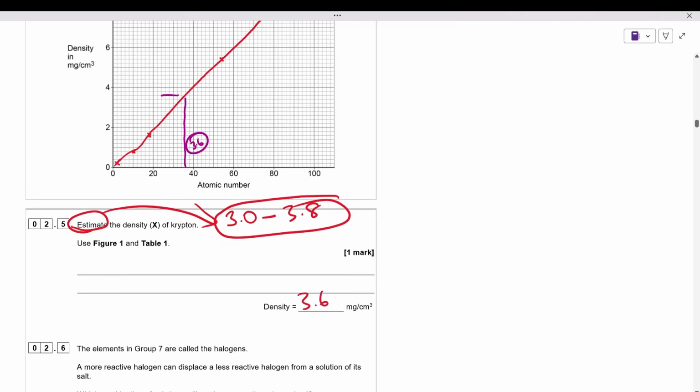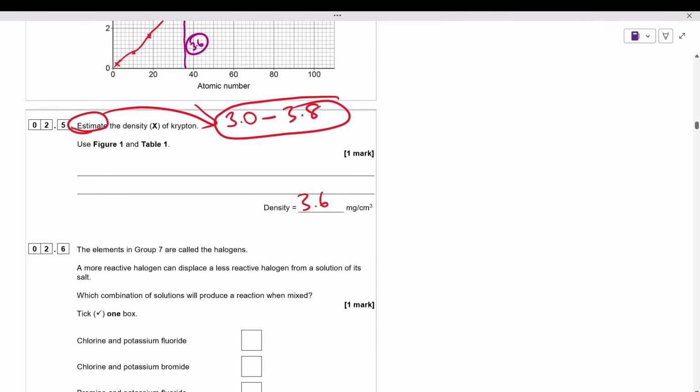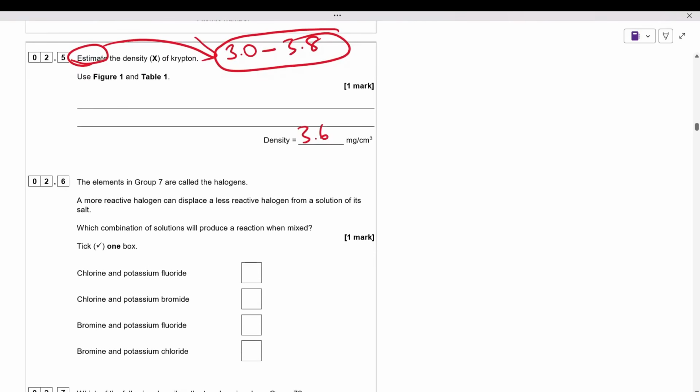Using your figure, you're absolutely fine with just estimating it from the line of best fit that you have drawn. Okay, now for 2.6, the elements in group 7, these are called the halogens. A more reactive halogen can displace a less reactive halogen from a solution of its salts. The classic definition for a displacement reaction, really, where a more reactive element can displace a less reactive one that is in solution or within a salt.